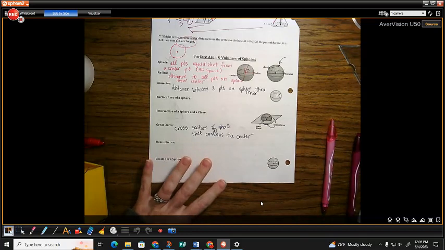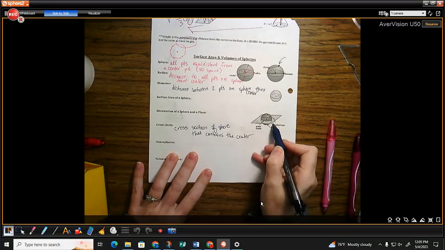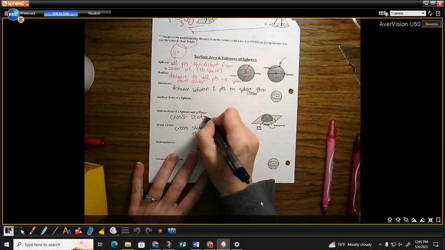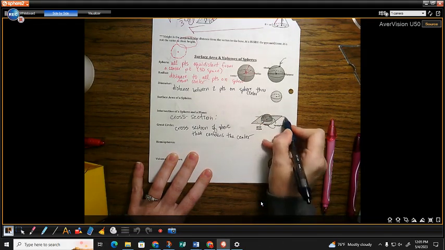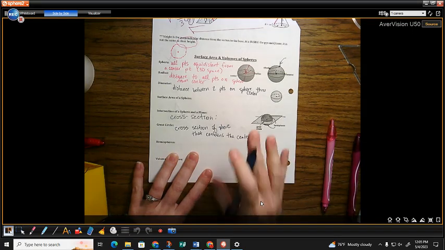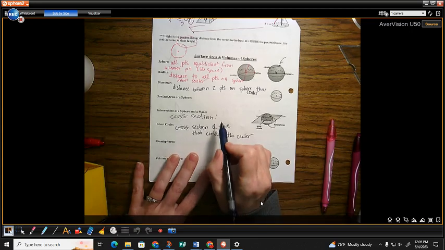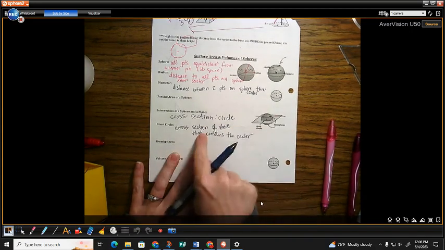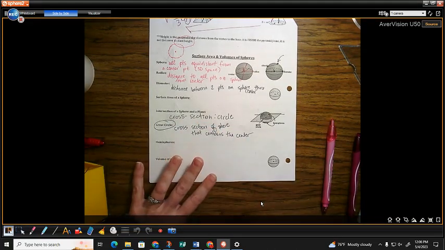So, wait. If I intersect a plane with a sphere and make a cross-section, what shape will it always be? Well, what if I cut it up here? What shape will it make? If I take a cross-section of a sphere, what shape will it always make? It'll always make a circle. If you do it through the center, it's called a great circle.